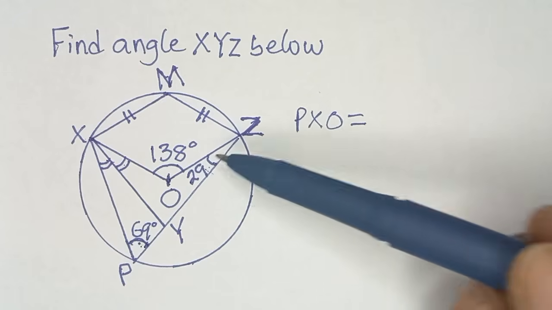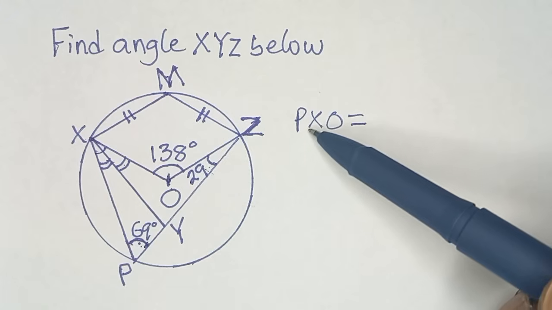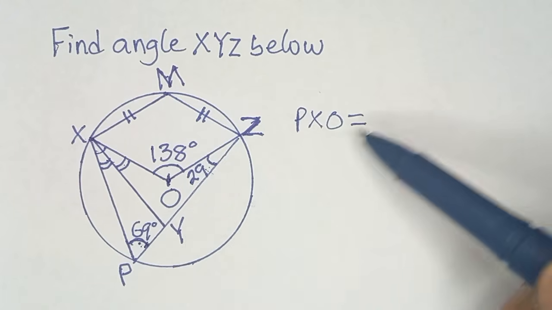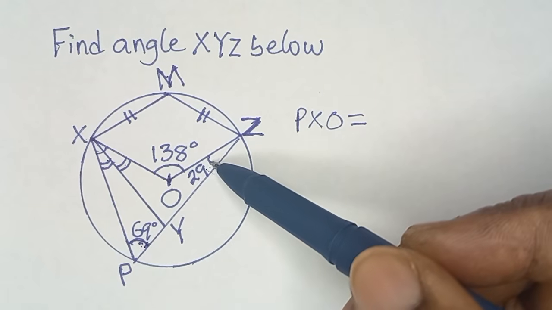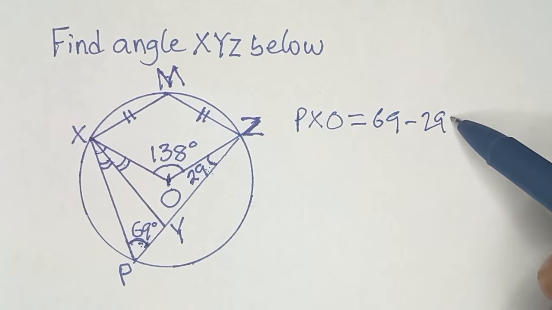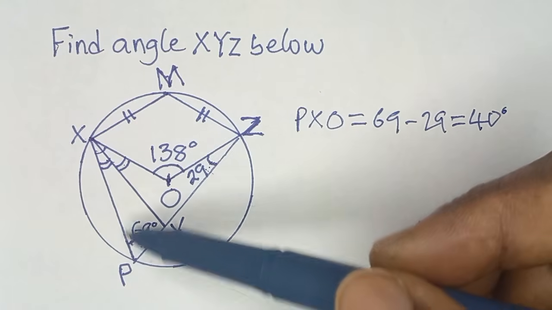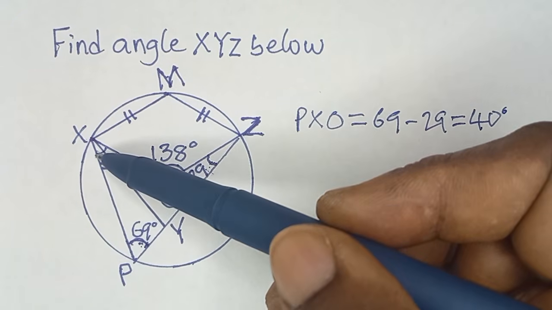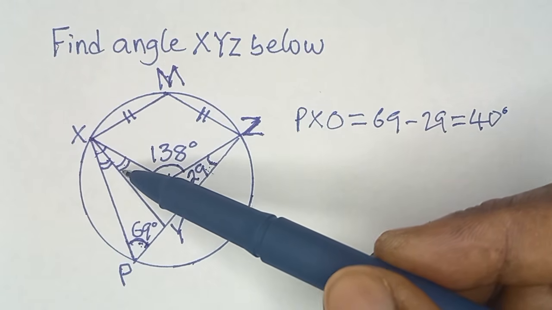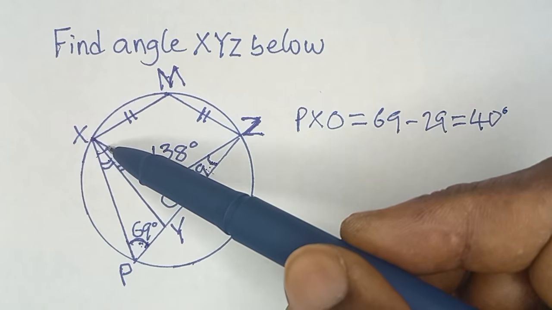So the shortest method to apply is just to say this 29 plus the whole of this angle here, which I have called PXO. The two of them together will give you this. So to get PXO, we simply say 69 minus 29, and that will give us angle PXO as 40 degrees. But if you check this angle PXO, that's the whole of this angle, you observe that there are two equal marks there telling us that the two angles are equal. So that means this line XY is bisecting this angle PXO.